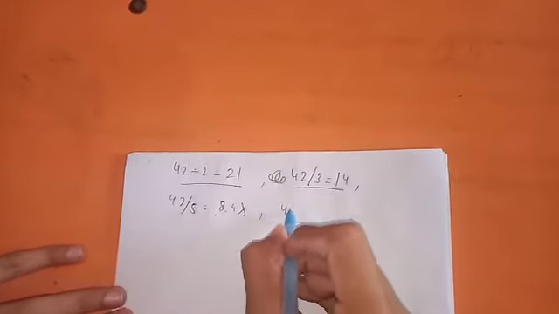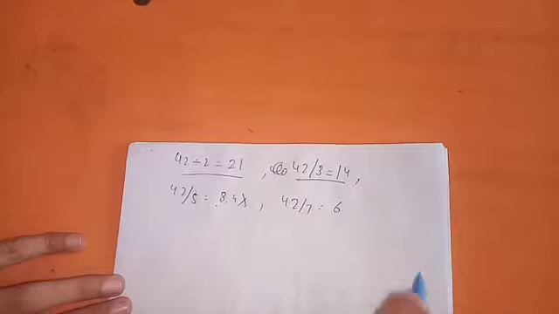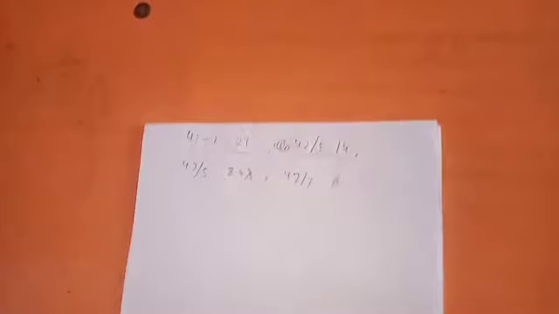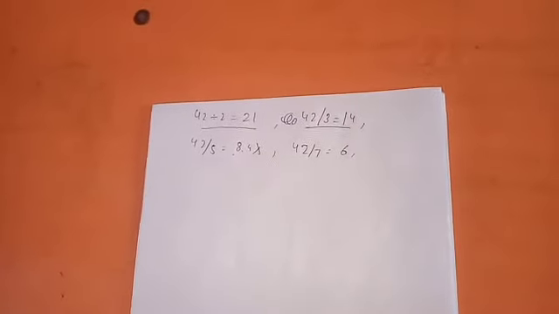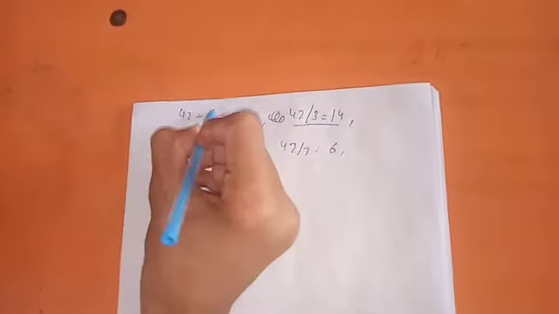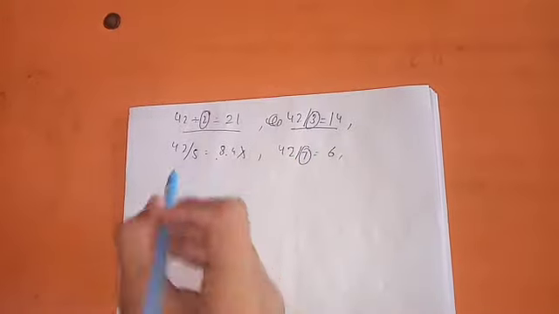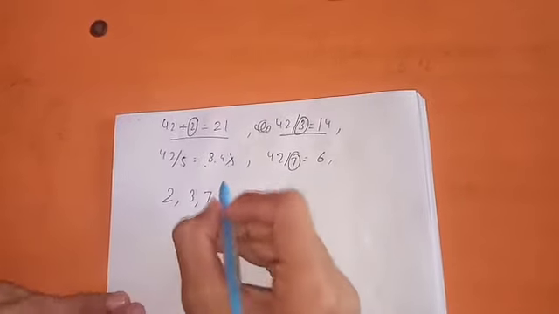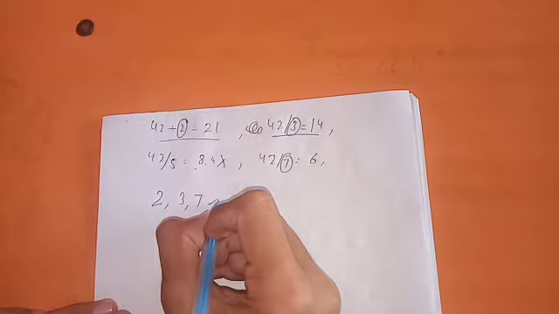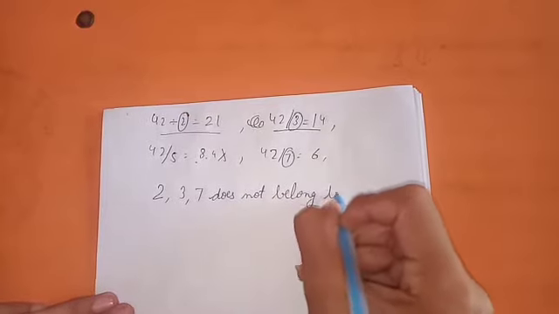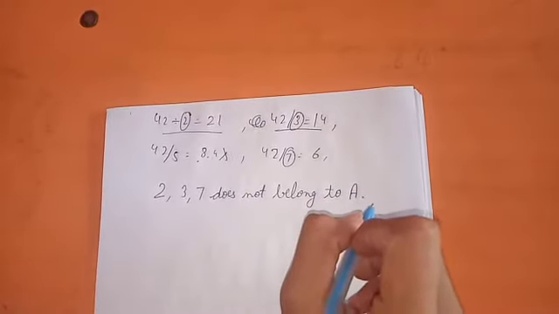Now the next prime number is 7. This we get 6, and further no more prime number is there that divides 42 completely. So what we get is these three numbers, 2, 3, 7, do not belong to A.